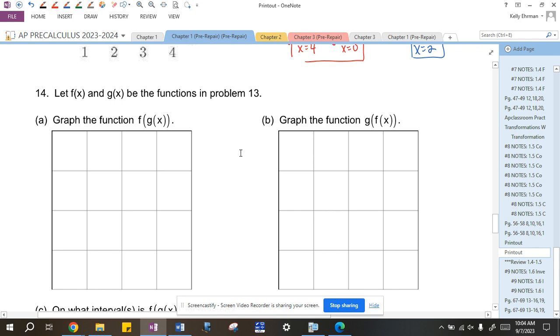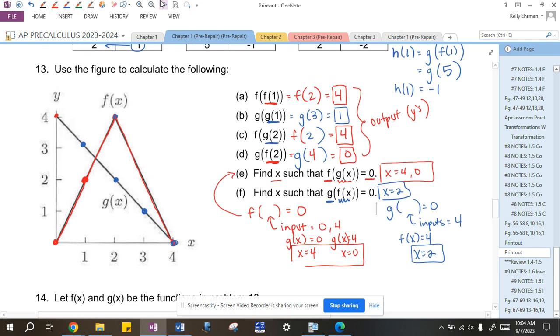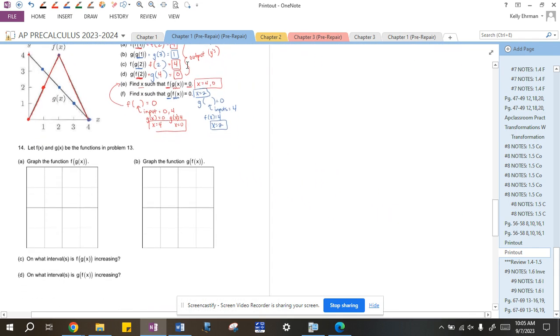More graphing. Let f of x and g of x be the functions from problem 13. So I'm going to zoom this out a little bit. Graph the function. So when we graph this, let's keep our coordinates the same. Let's make this 0, 1, 2, 3, 4 on the y-axis, and 1, 2, 3, 4. So we're basically in the first quadrant, right?